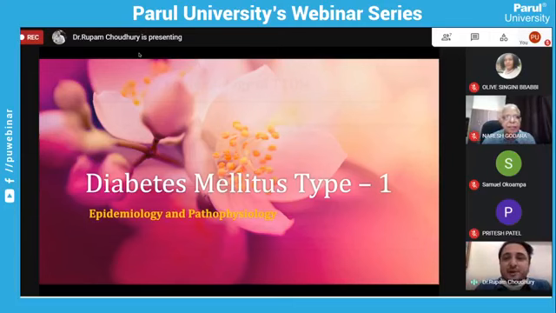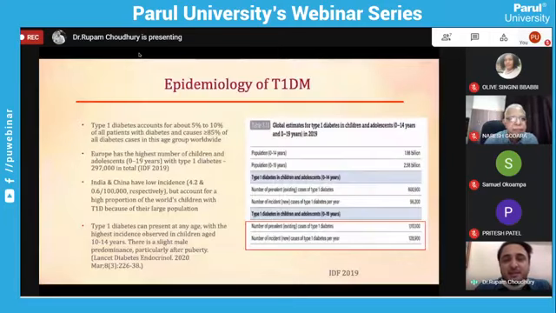We all know that type 1 diabetes is found in lesser number as compared to type 2 diabetes mellitus in the entire world population. But type 1 diabetic patients, their treatment and clinical outcomes are very crucial. So we'll have to know about type 1 diabetic patients and how to diagnose them, and then go with the treatment procedures.